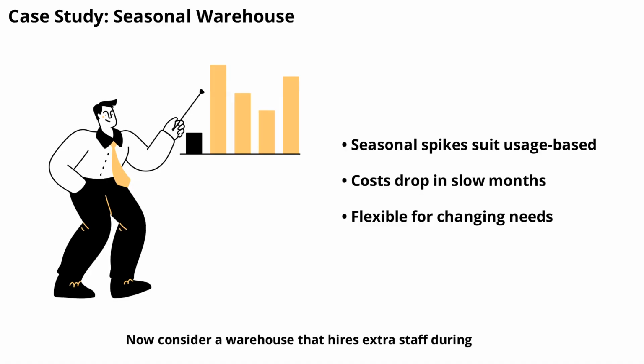Now, consider a warehouse that hires extra staff during the holiday season and processes a surge in orders. Usage-based pricing is ideal here, as costs rise only when activity increases. During off-peak months, expenses drop, helping the business manage cash flow. This flexibility allows the warehouse to scale up or down without overpaying for unused seats.